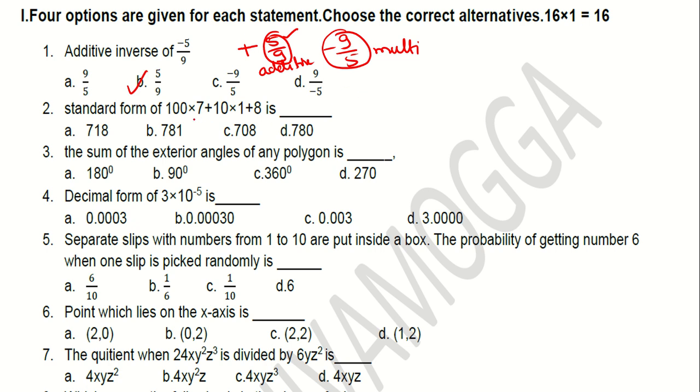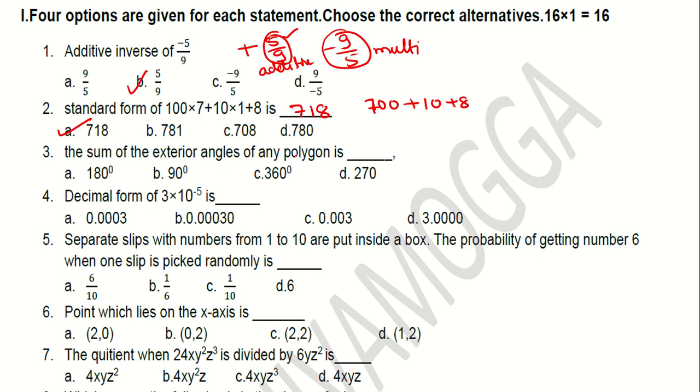Then the standard form of 100 into 7 plus 10 into 1 plus 8. You have to simplify it. 100 into 7 is 700, 10 into 1 is 10, plus 8. If you add these, you get 718. The standard form is option A, 718.